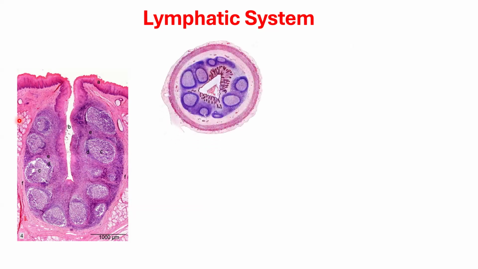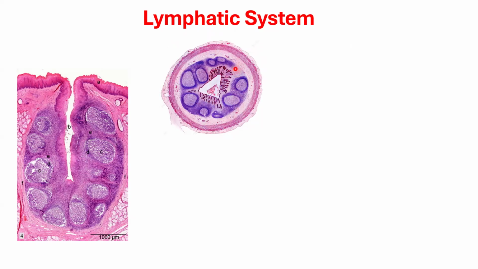For our next image, you can appreciate this is a vermiform appendix. The goal is for us to appreciate the lymphatic nodules in the vermiform appendix. To be specific, at this point you can appreciate the mucosa, simple columnar epithelium, and the lamina propria with the lymphatic nodules.